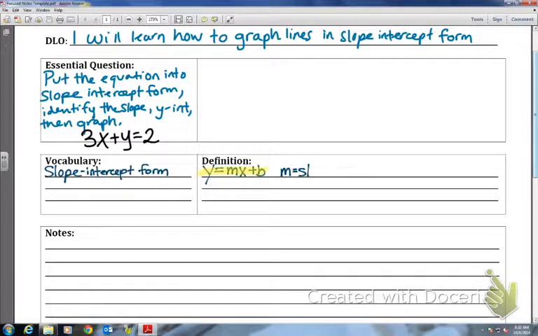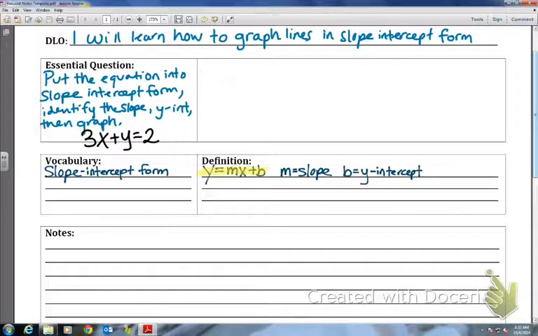We learned that two days ago. And you may or may not know that b stands for the y-intercept. Now, in this formula, if you have y isolated, or in other words, if you have y by itself, you can immediately graph a line just by looking at it. You always start with the y-intercept and then graph the slope as rise over run.